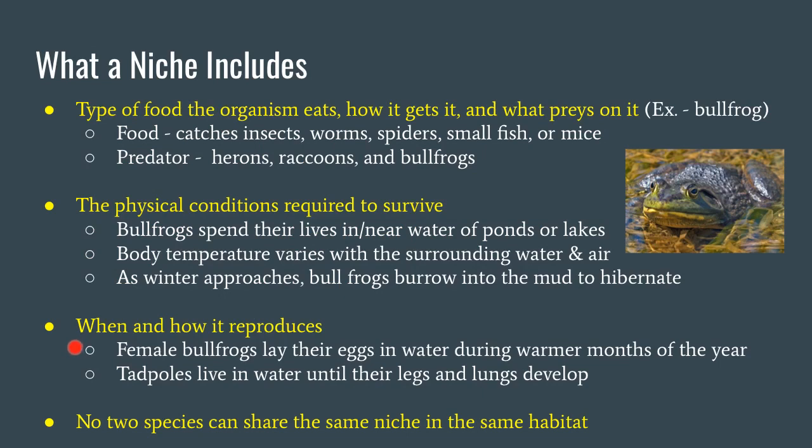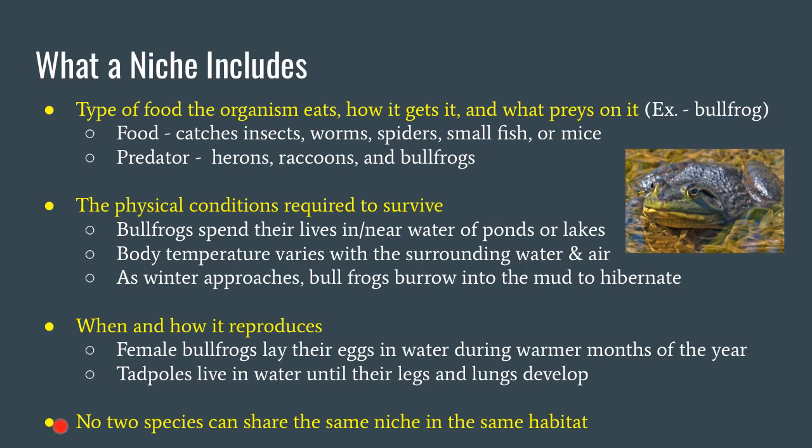Also, we need to look at how it reproduces. The female bullfrogs will lay their eggs in water during the warmer months of the year, so probably spring to summer. And then the tadpoles are going to live in the water until their legs and lungs develop. If they don't have access to water that long, or if there are predators that are going to be eating them, it's going to be harder for them to survive.